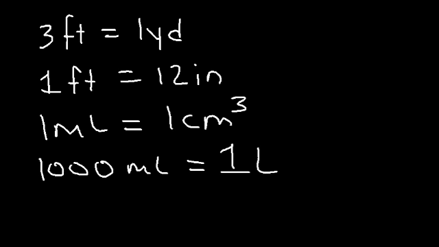So these are units for distance. For time, you know that 1 year is 365 days, 1 month is approximately 30 days, a day is 24 hours, an hour is 60 minutes, and a minute is 60 seconds. So these are some common conversions that you want to know.